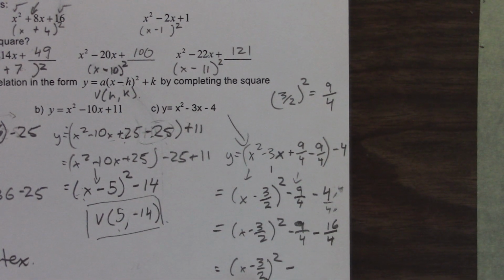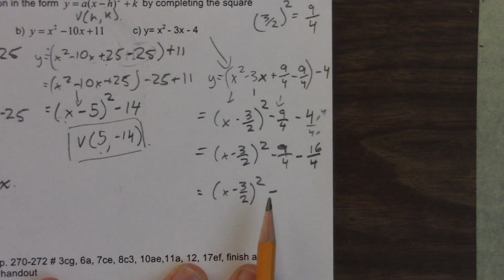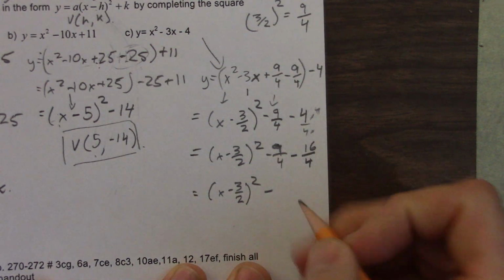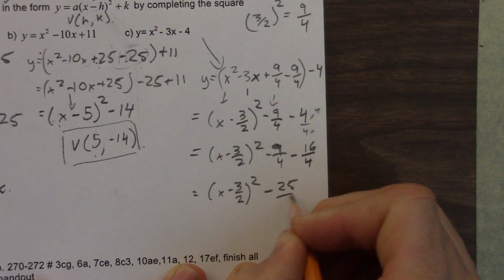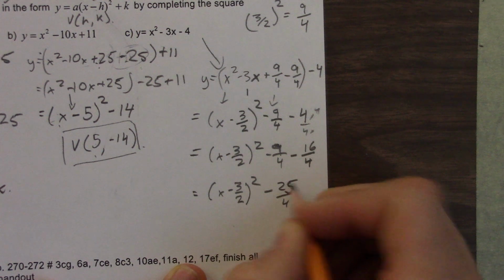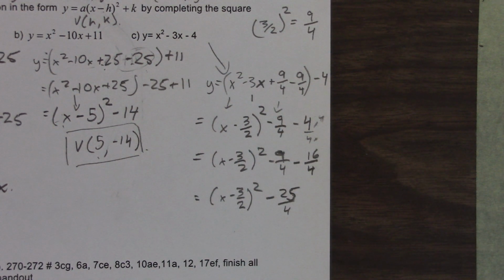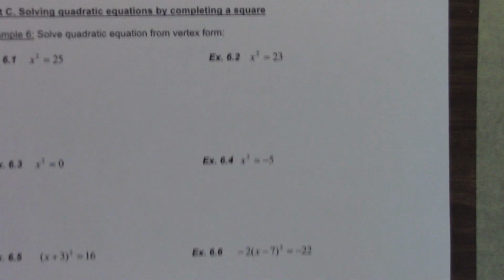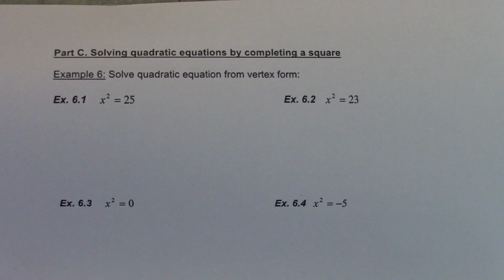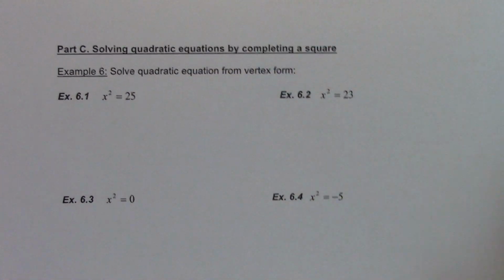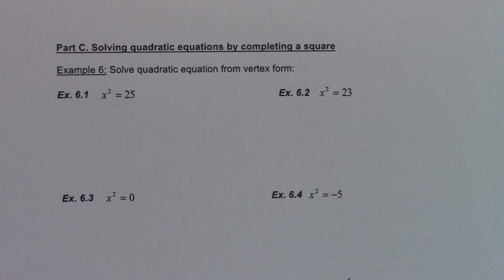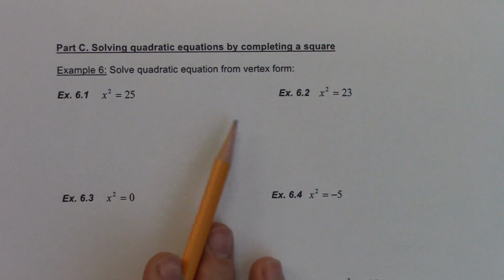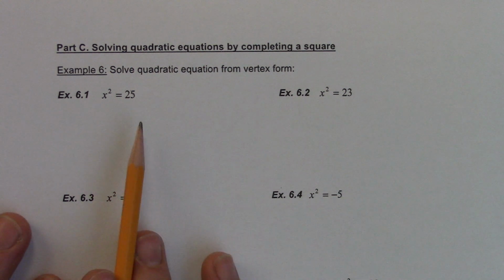Okay. We have x minus 3 over 2 squared minus 9 minus 16 is minus 25 over 4. We're going to get through these. Let's do this. See if we can do 2 lessons today. Solving quadratic equations by completing the square. So, solve a quadratic equation from vertex form.